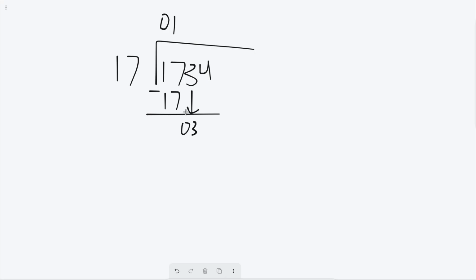How much times can 17 go into 3? 0 times. So we write the 0. And then we drop down the 4. How much times can 17 go into 34? 2 times. We subtract 34. And then we get 0. So the answer is 102.